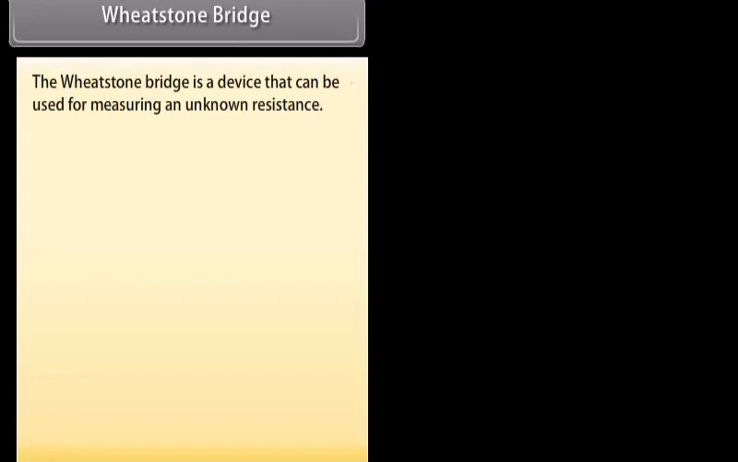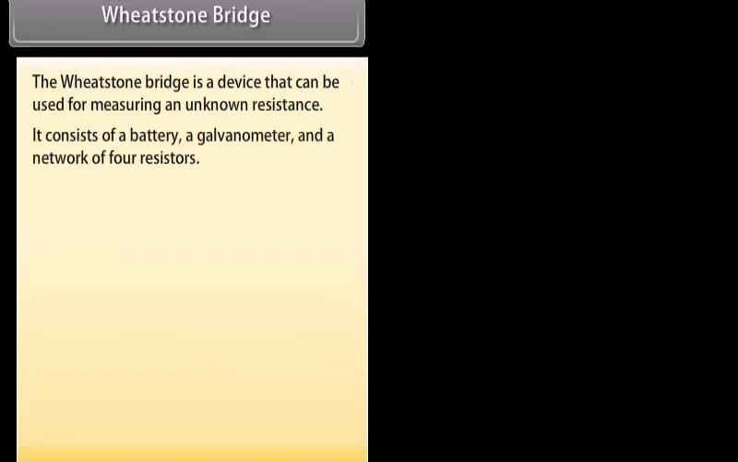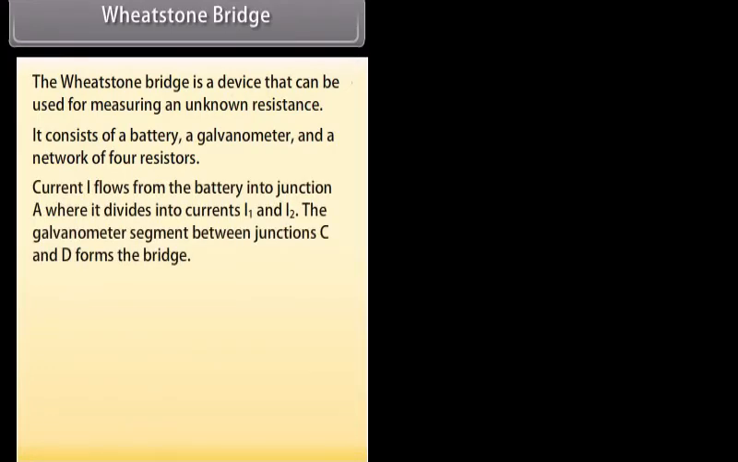Wheatstone bridge. The Wheatstone bridge is a device that can be used for measuring an unknown resistance. It consists of a battery, a galvanometer, and a network of 4 resistors. Current I flows from the battery into junction A, where it divides into current I1 and I2. The galvanometer segment between junctions C and D forms the bridge.